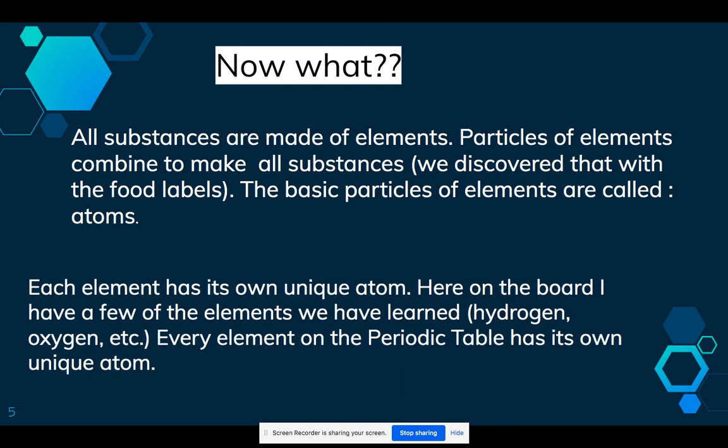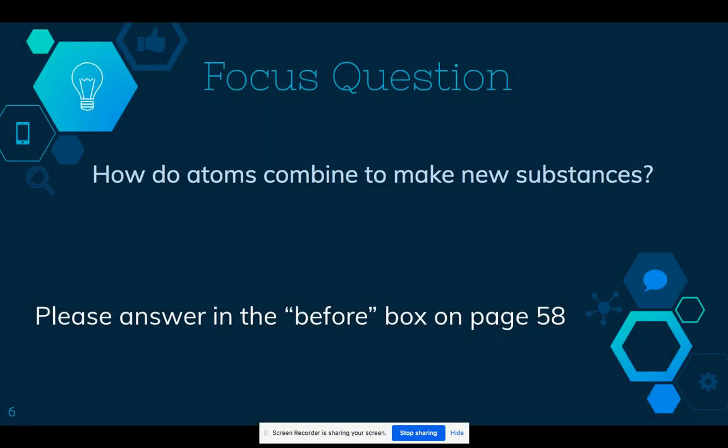Each element has a unique atom. Up on the board, I had magnets with the different chemical symbols from the periodic table. So I have a magnetic Na, which is yellow, a magnetic Cl, green, a magnetic C, orange, and so on and so forth. Every element on the periodic table has its own unique atom.